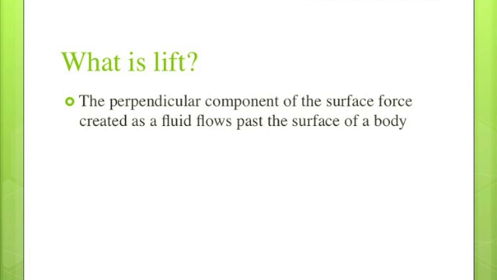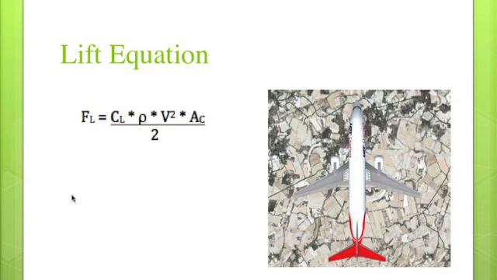Now, what is lift? The definition of lift is stated as the perpendicular component of the surface force created as a fluid flows past the surface of a body. The lift equation is comprised of four main terms. You have rho, the density of the air, v, the velocity of the plane relative to the air, c, the coefficient of lift, which is an experimentally determined number that is dependent on the shape and size among other factors. You also have A, the cross-sectional area as viewed from the top as seen in this picture.